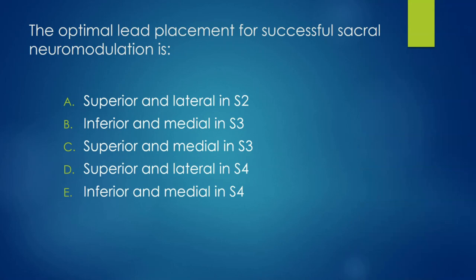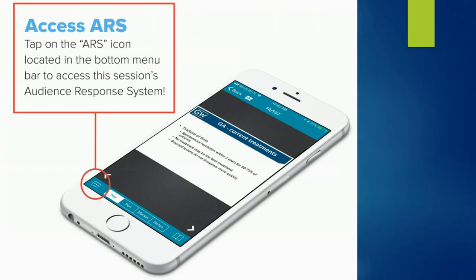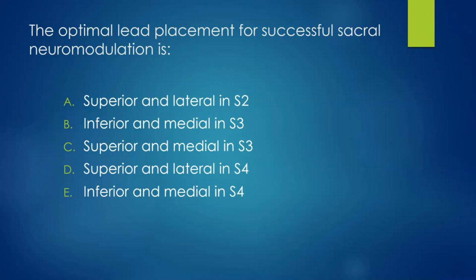And lastly, before I pass the baton, the optimal lead placement for successful sacral neuromodulation is superior and lateral in S2, inferior and medial in S3, superior and medial in S3, superior and lateral in S4, and inferior and medial in S4.